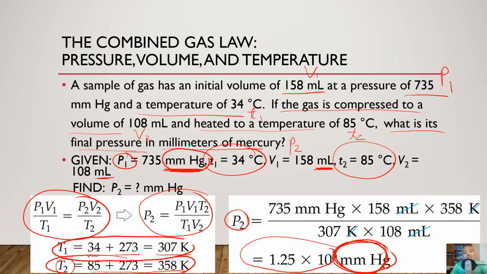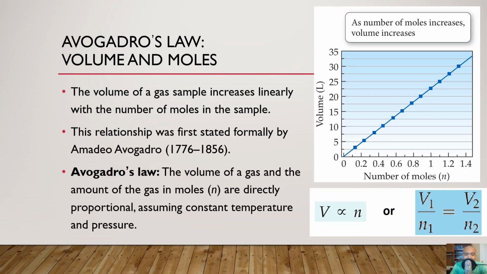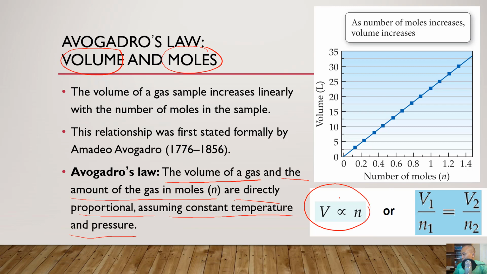Let's move on and talk about another gas law. This is Avogadro's gas law, which deals with the relationship between volume and moles. Avogadro's law states the volume of a gas and the amount of gas in moles are directly proportional, assuming constant temperature and pressure. So V is directly proportional to n, the number of moles of gas. You can also write it as V1 over n1 is V2 over n2. As you can see in the picture, as the number of moles increases, the volume also increases for all these data points.